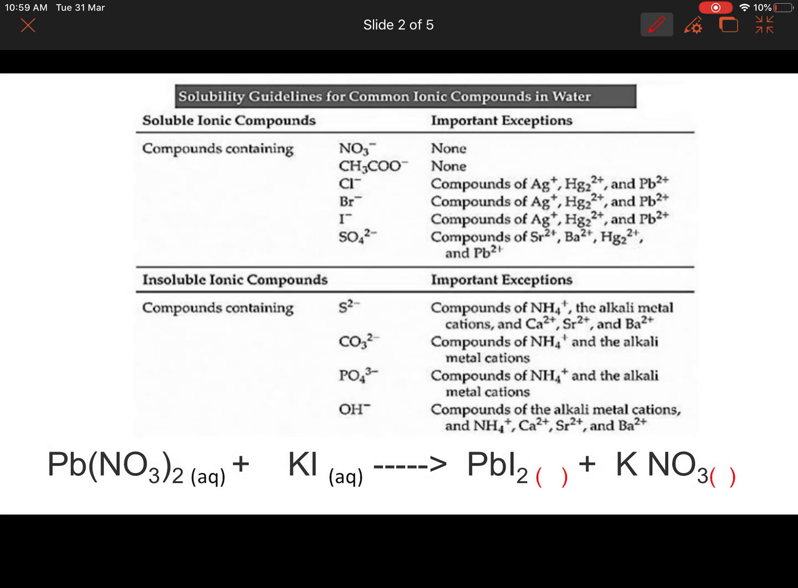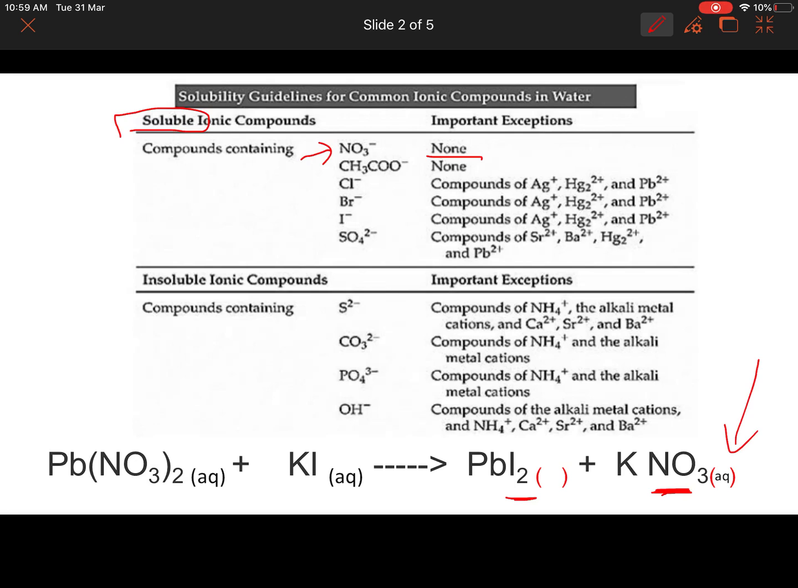Now using the solubility rule, we have to look here for nitrates and for iodide. Look here for nitrate in the table above. All nitrates are soluble without any exception. So directly this means that potassium nitrate is aqueous. So we wrote here aqueous.